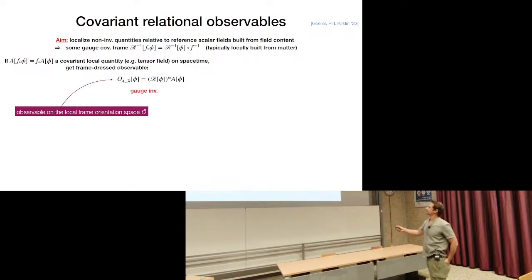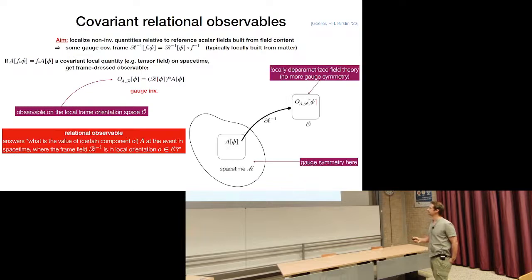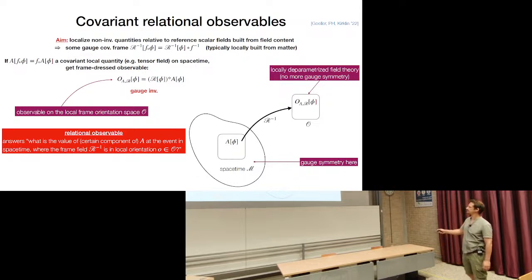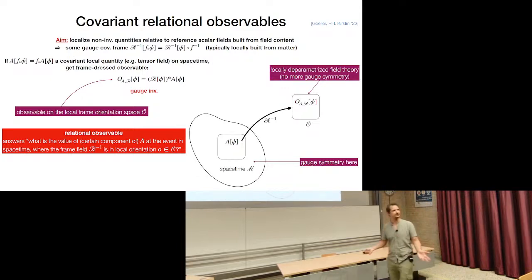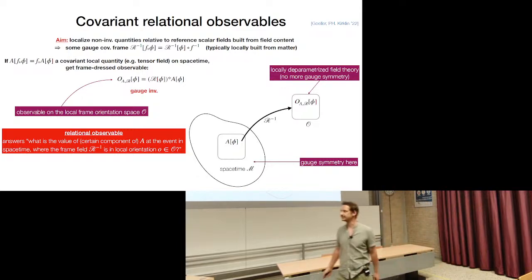Now it's important to note that this object here is now, because I'm pulling it back to the orientation space, it's actually some observable or some object that lives on this orientation space. So here is space-time, maybe the neighborhood where the frame is valid, and some observable here that I pull back to this orientation space. And then here in this orientation space, there's no more gauge symmetry. So I have a locally deparametrized theory.